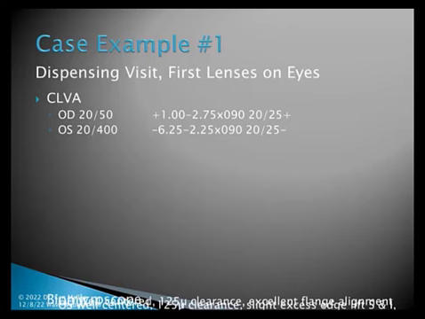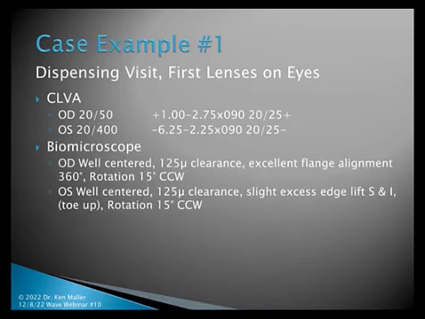At the biomicroscope, the right and left lens were both well centered. It was about 125 microns of clearance. Flange alignment was very, very good on the right lens, showing about 15 degrees of counterclockwise rotation from my intended orientation. On the left one, there was just a little bit of excessive edge lift, both superior and inferiorly, what we refer to as toe up out at the very edge of the lens, and the rotation was about the same as the other eye, 15 degrees counterclockwise.